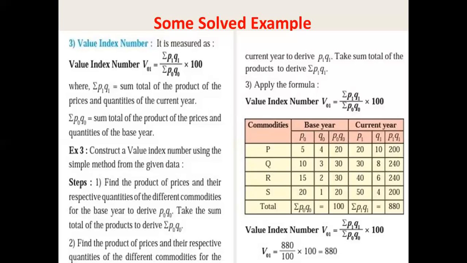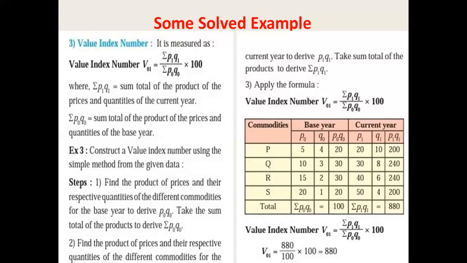Then next is the R commodity. For the R commodity, the base year price is 15 and the base year's quantity is 2. So 15 multiplied by 2 is 30. Okay. Then next is P1. For the R commodity, the current year's price is 40 and the current year's quantity is 6. So 40 multiplied by 6 is equal to 240.